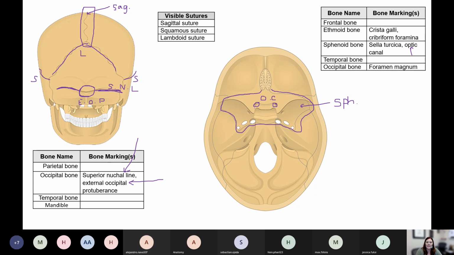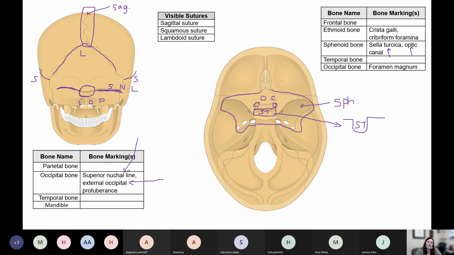The other important bone marking is this indentation that we see right here. This indentation is called the Sella Turcica. If I looked at it from the side to help you understand it better, it would look like this. So here's the Sella Turcica. It's an indentation in the sphenoid bone. The Sella Turcica is the special home for the pituitary gland. So the pituitary gland lives inside the Sella Turcica, inside that indentation.